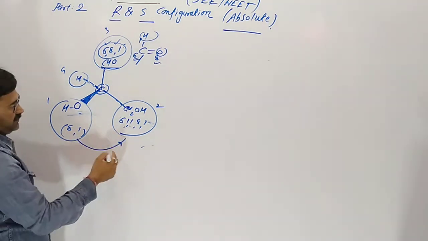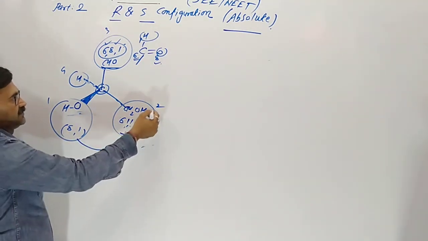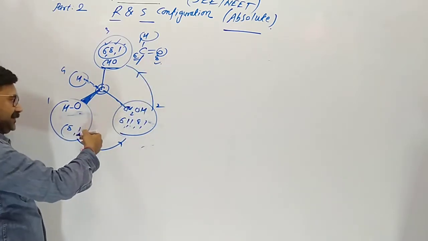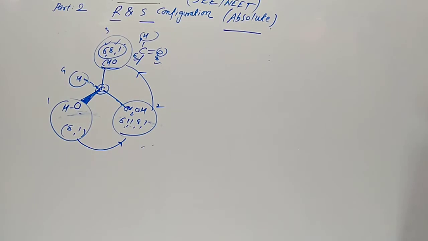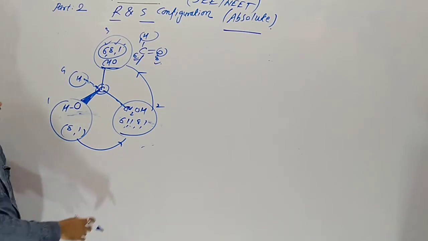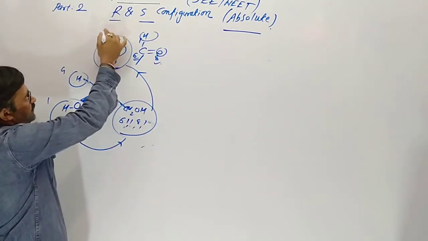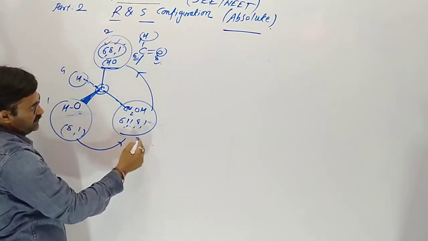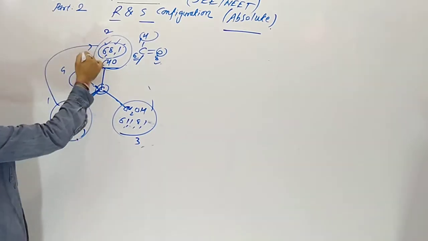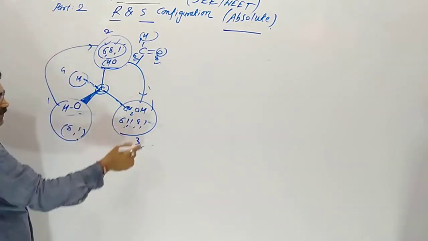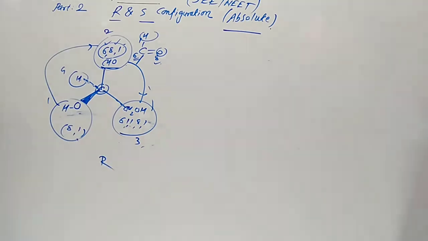OH to CH2, second to third. In reading, we are moving anti-clockwise. This one is the second, 6-8, 6-1, third. Here we are moving 1 to second to third, clockwise. So our configuration. Yes, this one is our configuration.